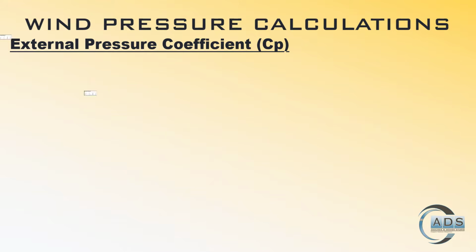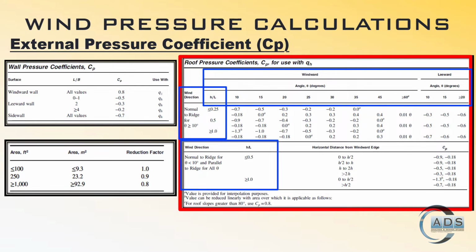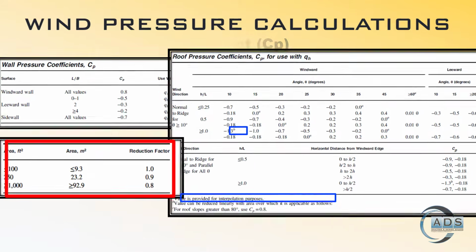External wind pressure coefficient Cp is calculated for walls and roof using separate tables as shown. In the table for wall pressure, Cp is dependent on type of wall and length over breadth ratio, while in the table for roof pressure, Cp is dependent on wind direction, roof slope and H over L ratio. In this table, we can see that with some values of Cp, there is superscript B written. In notes, it is mentioned that these values can be reduced using reduction factors given in the table based on the area of the structure.